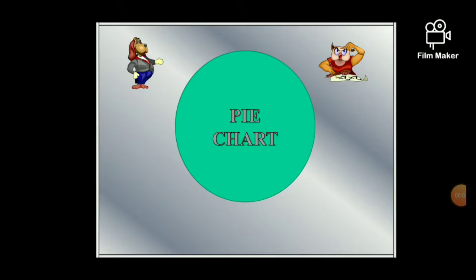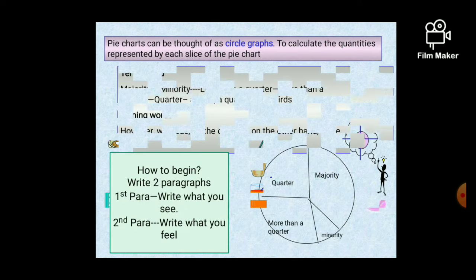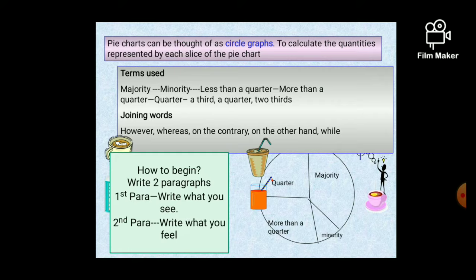Okay, so now we are with the PowerPoint presentation. Pie charts can be thought of as a circle graph. To calculate the quantities represented by each slice of the pie chart, we are going to be using certain terms. Okay, so the terms that you are going to be using are majority, minority, less than a quarter, more than a quarter, a third, two-thirds.